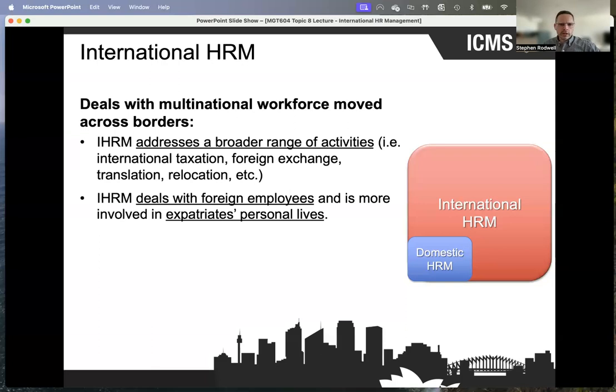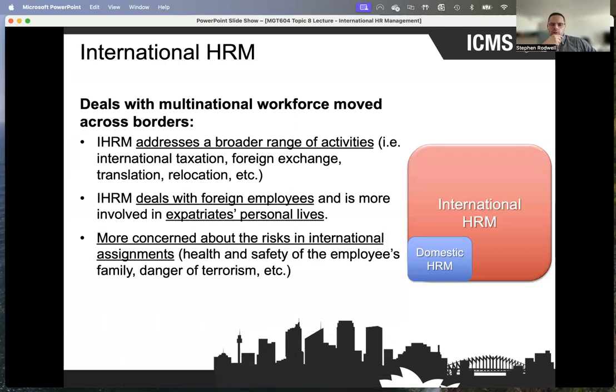This deals with foreign employees and is more involved in expatriates' lives, to the extent that they want us to be. So if we're expatriating a staff member, we're sending them overseas to work, then we want them to be successful. To do that, we would do a lot more for them in their personal lives than we would usually do, obviously, in a domestic situation.